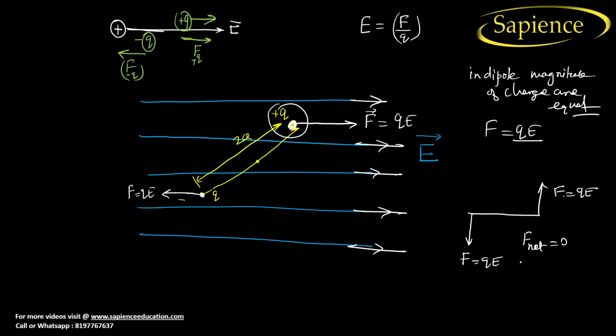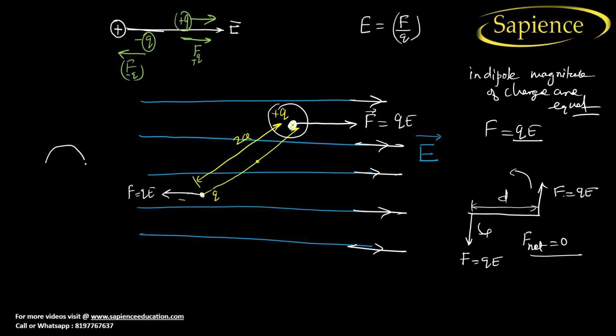Net force is equal to 0. So the net force acting on the dipole is 0. But what will happen to this dipole? There is a distance or gap. So whenever you see a gap, what will happen? Automatically, a torque will be there.